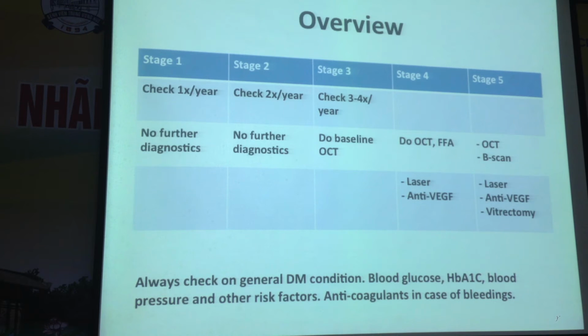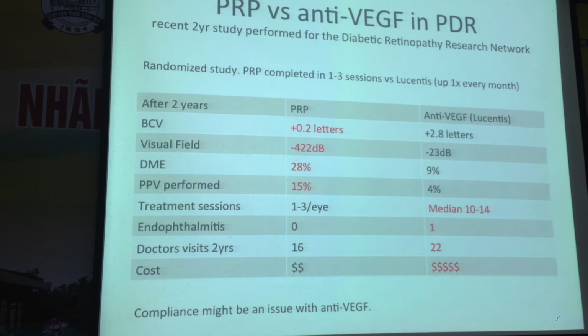At stage 3, we start doing a baseline OCT. Stage 4, OCT and FFA. If necessary, laser or anti-VEGF. And stage 5, we're starting to think about surgery. Now, this is a nice slide.